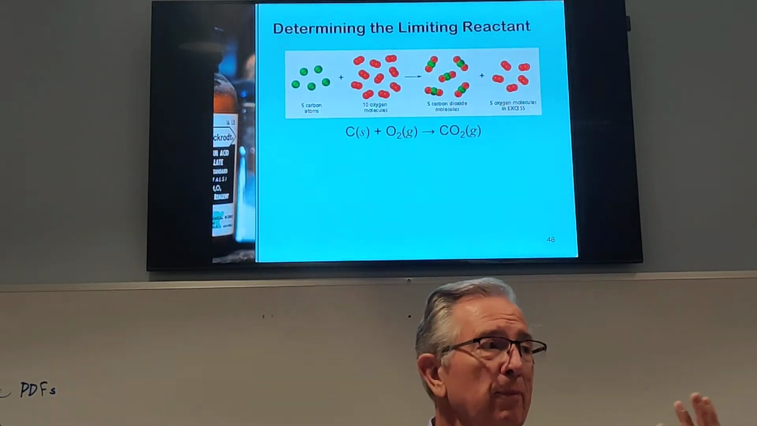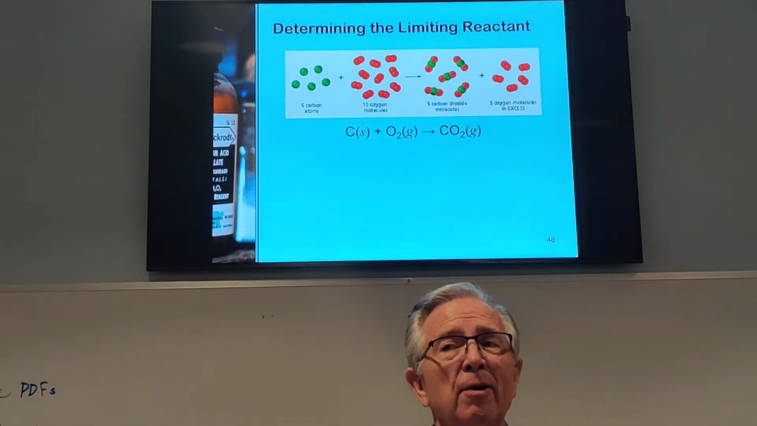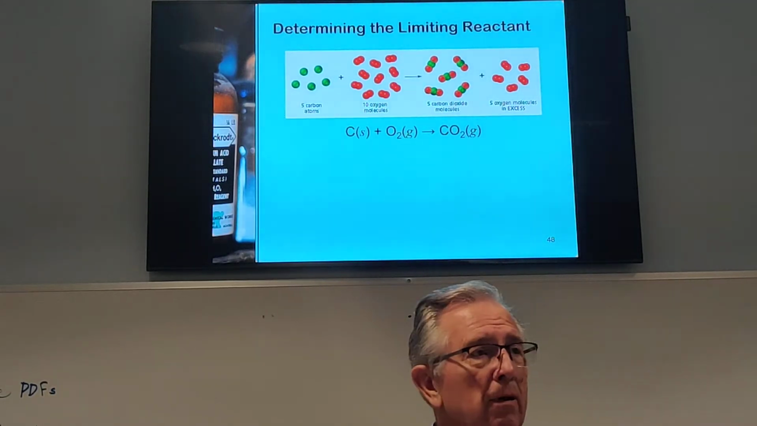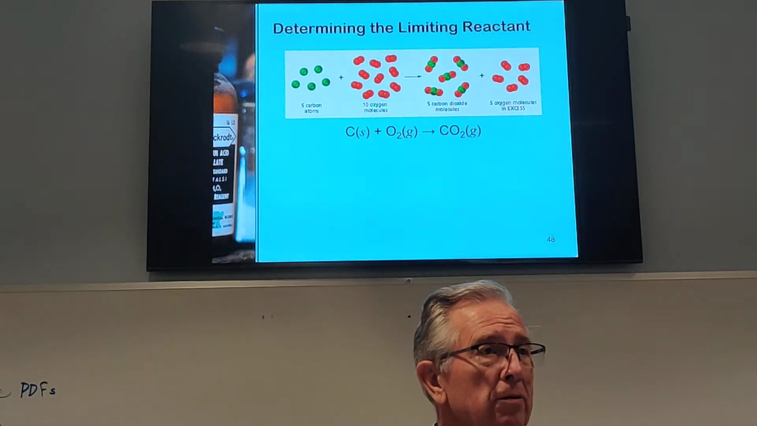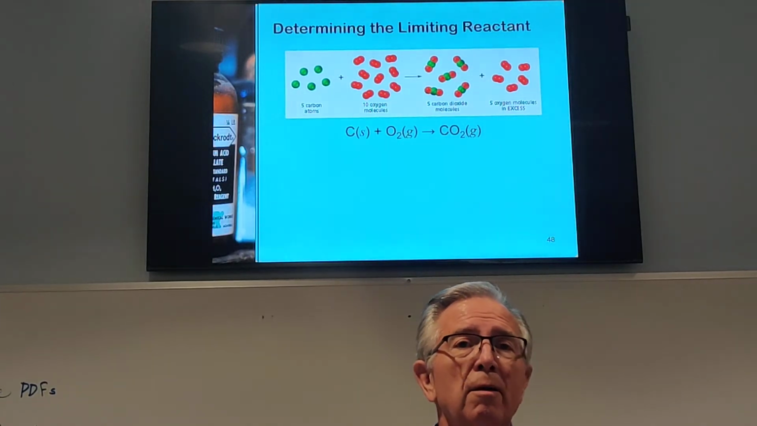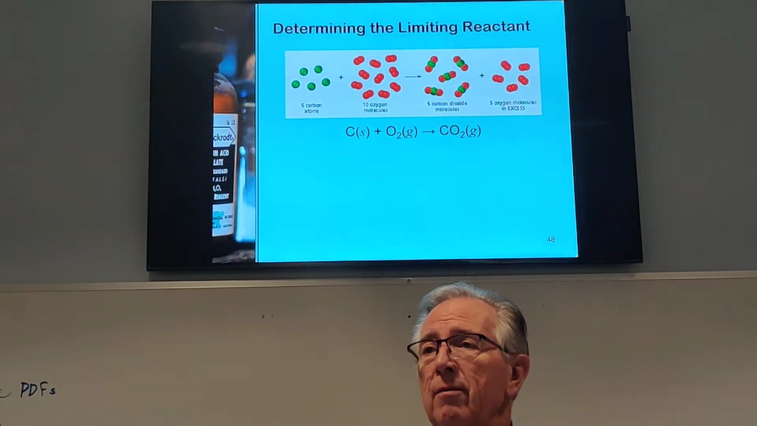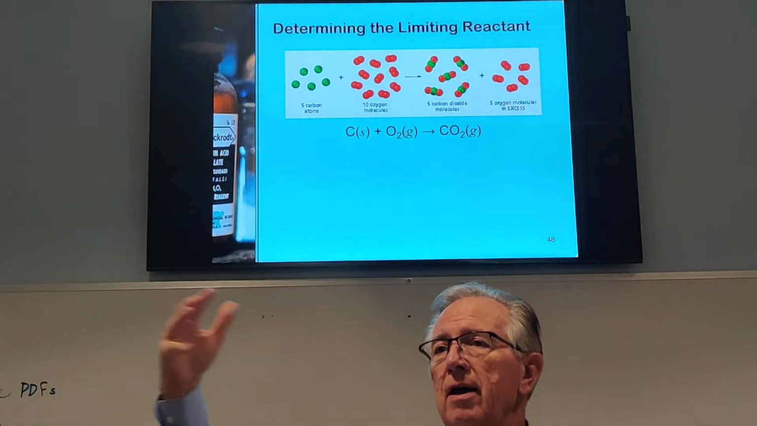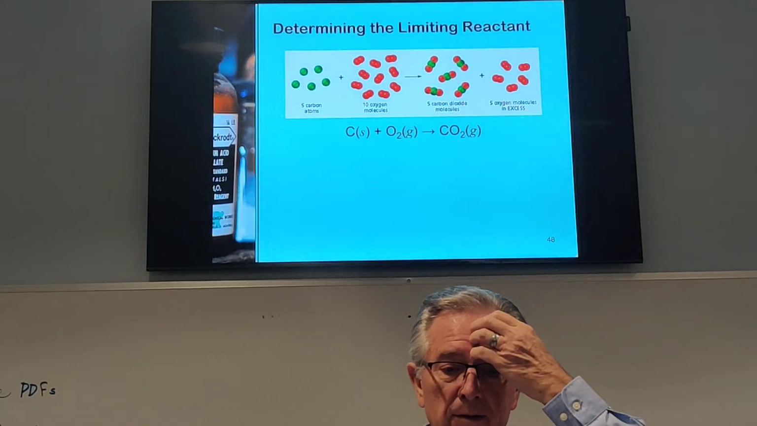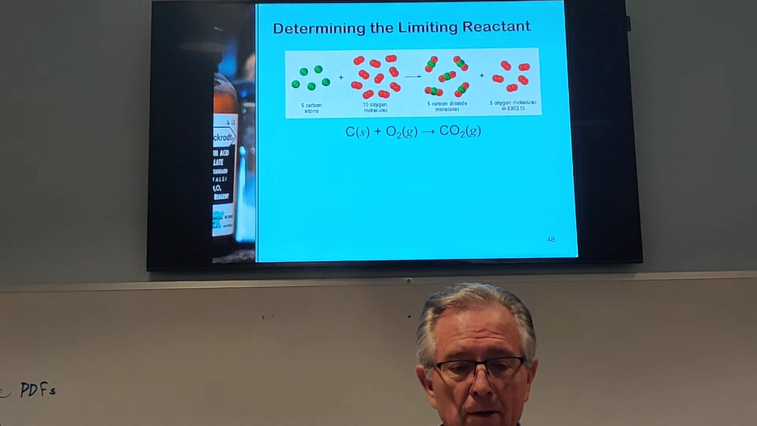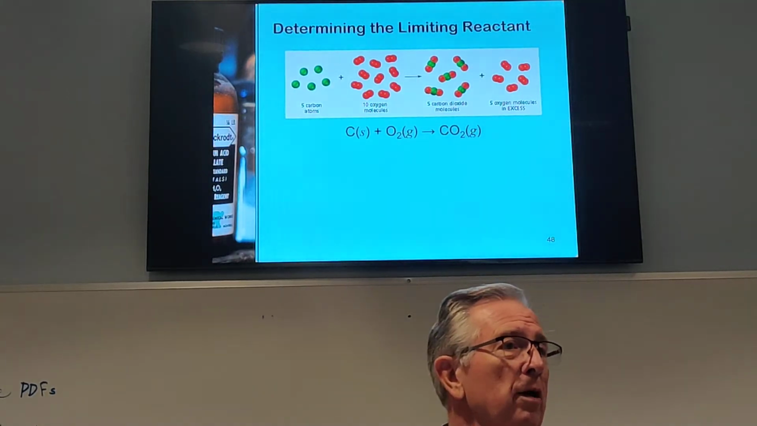I have 5 more than I need, right? But because I only had 5 carbons, I'm only going to get 5 carbon dioxide molecules. And the oxygen molecules that didn't have any carbons to combine with, that's my excess. So I have 5 molecules of oxygen in excess. So carbon turned out to be the limiting one.